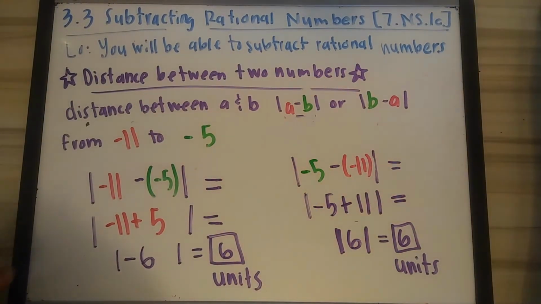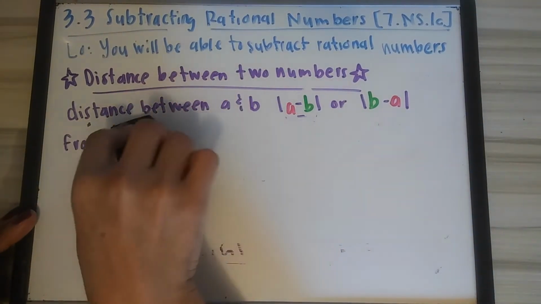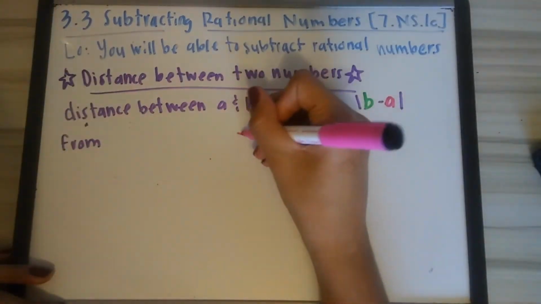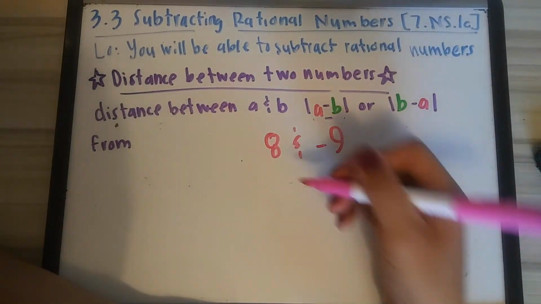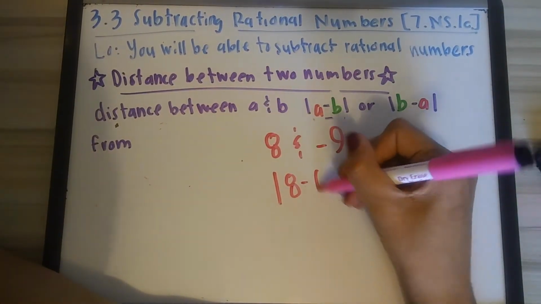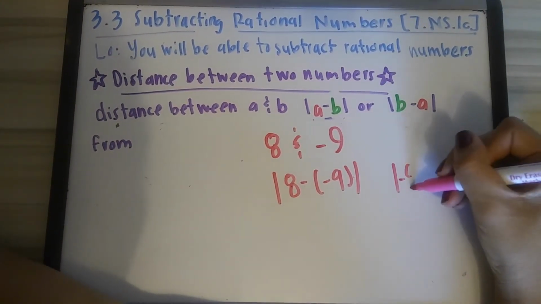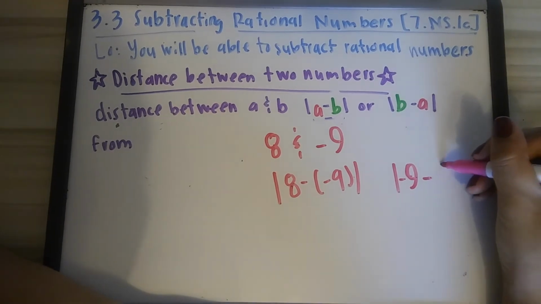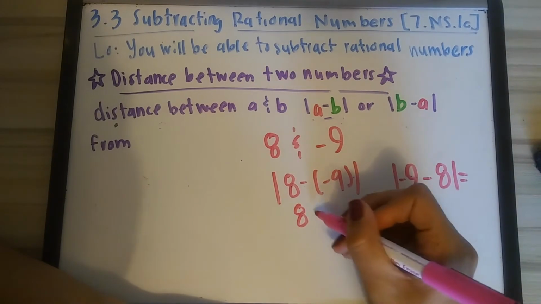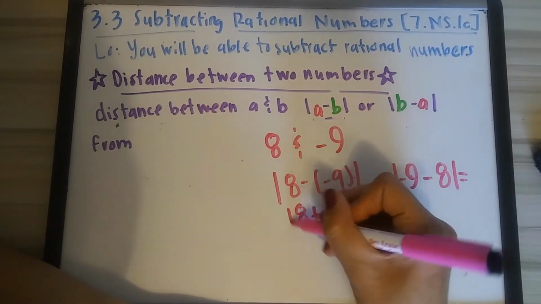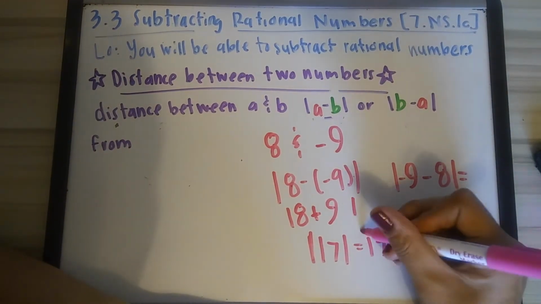Okay, let me just quickly do another one without the color coding, and then we'll give you some practice to do. So if I want to find the distance between those two numbers, I'm going to take the absolute value of their subtraction, and I can do it in any way. I can do this one first. Okay, so here we go. I'm going to rewrite that as an addition of its opposite. 8 plus 9 is 17. Absolute value of 17 is just 17.